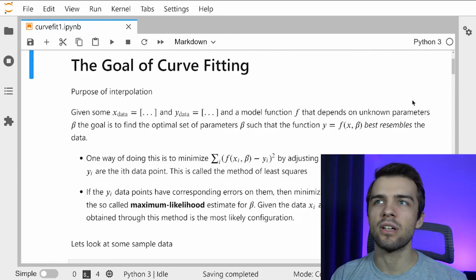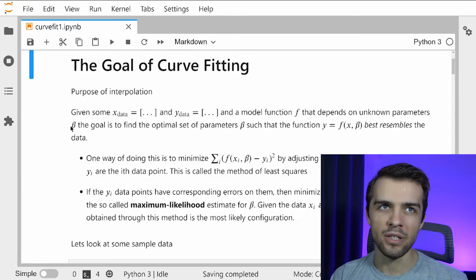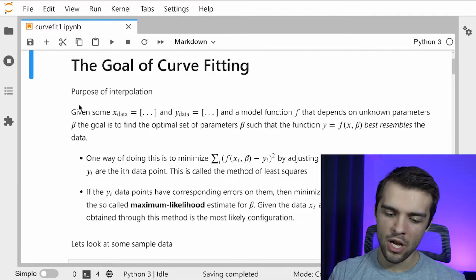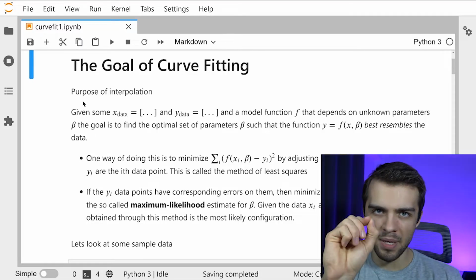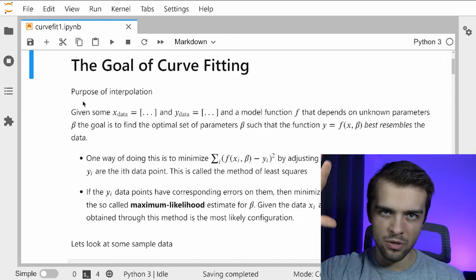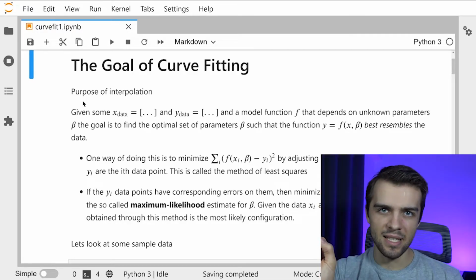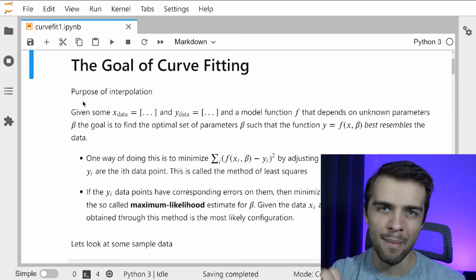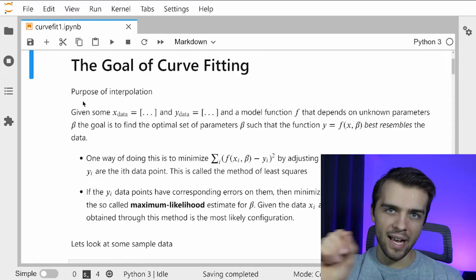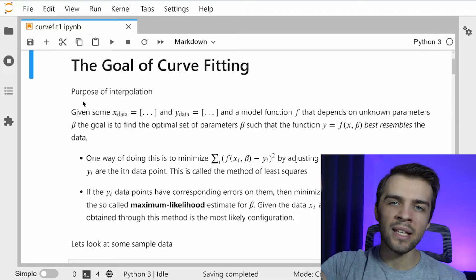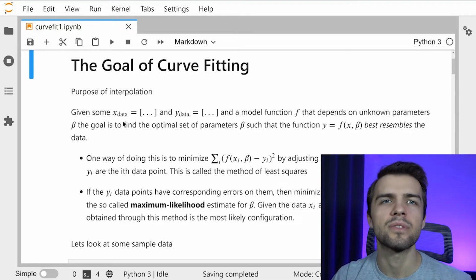And that function depends on unknown parameters beta. Beta is a vector here. It contains multiple quantities. So if your model is ax squared plus bx plus c, that's what you think your data follows, that sort of curve, then beta contains a, b, and c of that curve. Those are the model parameters. And then y and x are like the data, and that sort of tells you how your data goes.